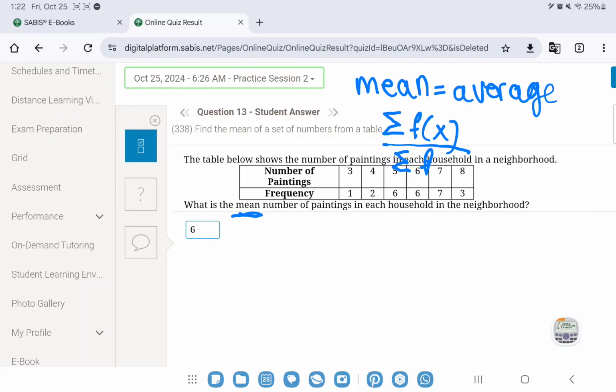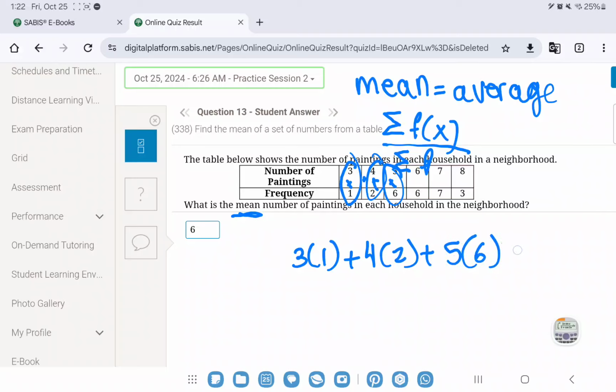So you're going to find out how many paintings you have in total. So you have 3, you multiply 3 by 1, add it to 4 times 2, add it to 5 times 6. So let's do it. 3 into 1 plus 4 into 2 plus 5 into 6 plus 6 into 6 plus 7 into 7 plus 8 into 3.